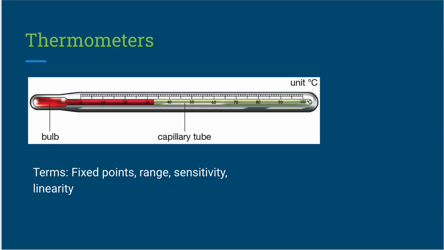And so some key terms to do with thermometers is number one, fixed points, which are the standard references used to calibrate a thermometer. So in this case it would be the 0 degrees and the 100 degrees. And then we have range, which is the difference between the maximum and minimum points. And then we have sensitivity, which is a measure of the responsiveness of the thermometer. So this is the change in length or volume of the liquid per change in temperature. And lastly, we have linearity, which is when a change in temperature produces an equal change in length.